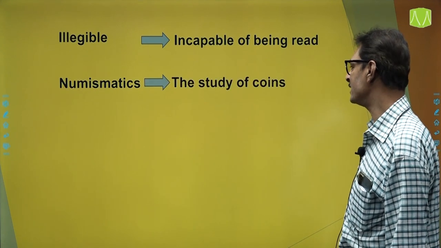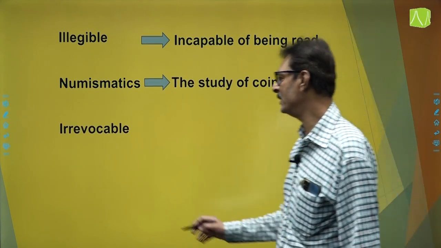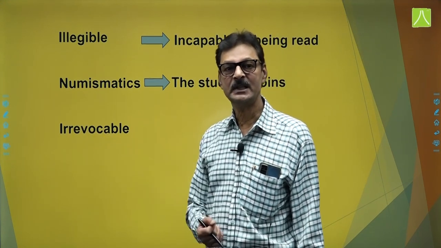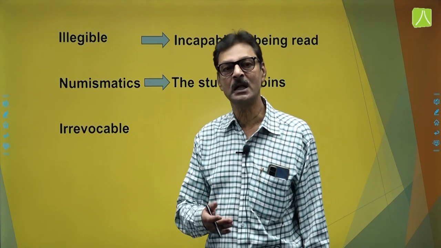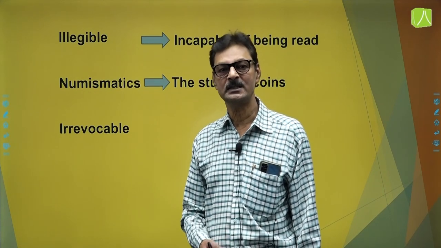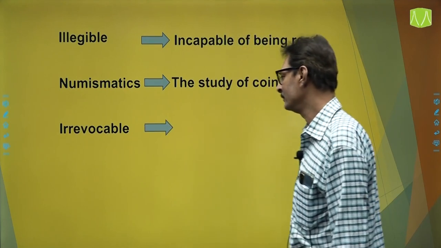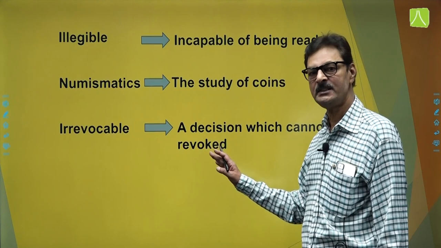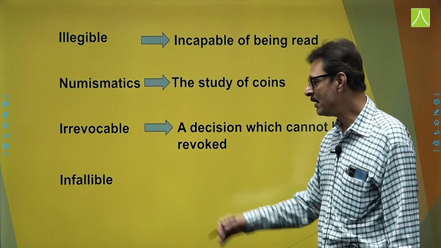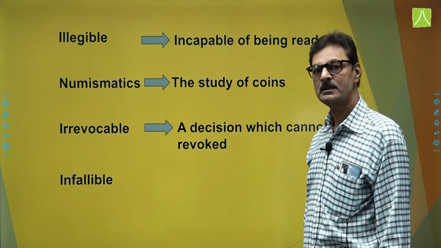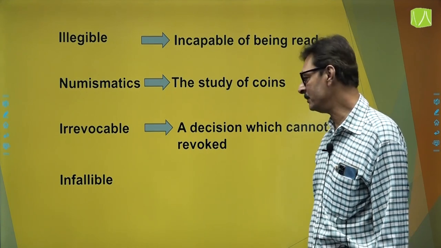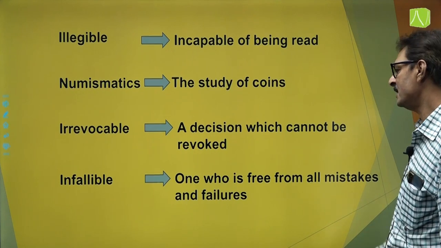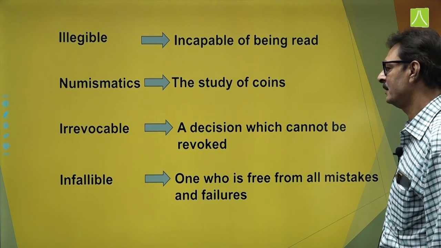Numismatic, we have done already, study of coins. Irrevocable, revoke, change. Irrevocable, that which cannot be changed, in which we cannot make any change, that is known as irrevocable. A decision which cannot be revoked or changed, revoke means change. Finally, infallible, something which cannot fail, one who is free from all mistakes and failures is infallible.